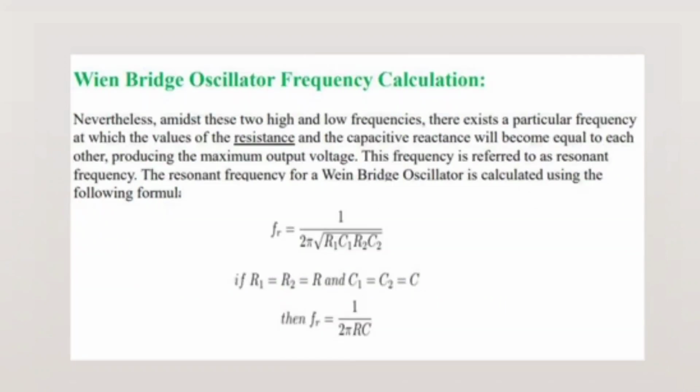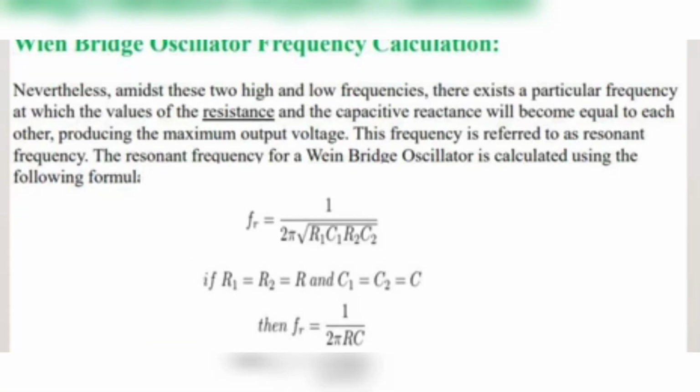Wien bridge oscillator frequency calculation. Nevertheless, amidst these two high and low frequencies there exists a particular frequency at which the values of the resistance and the capacitive reactance will become equal to each other, producing the maximum output voltage. This frequency is referred to as the resonant frequency. The resonant frequency for a Wien bridge oscillator is calculated using the following formula: Fr is equal to 1 by 2 pi root of R1 C1 R2 C2.